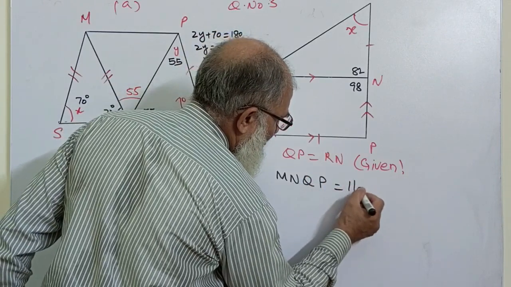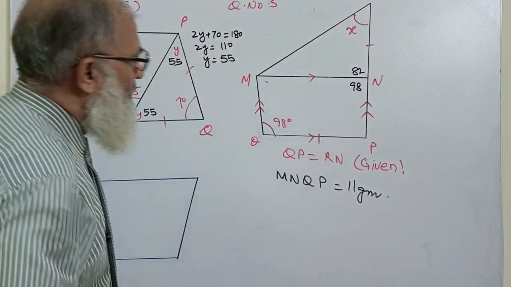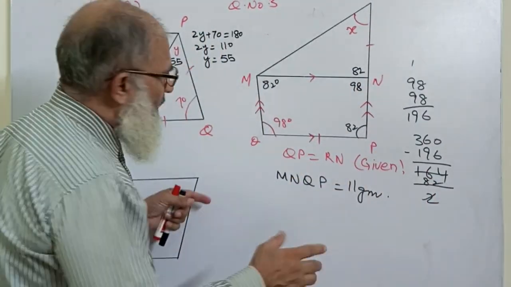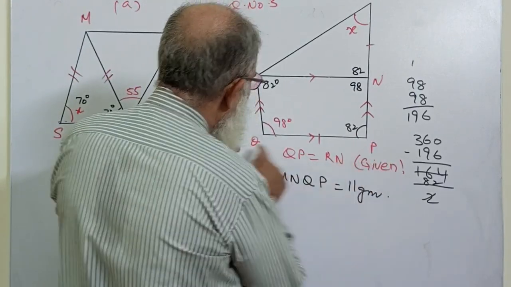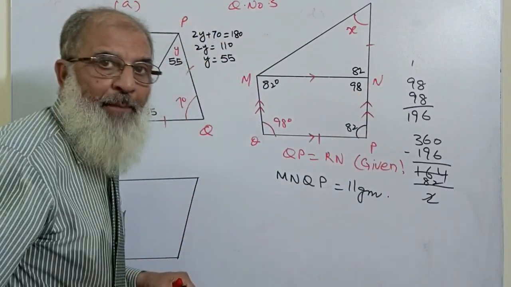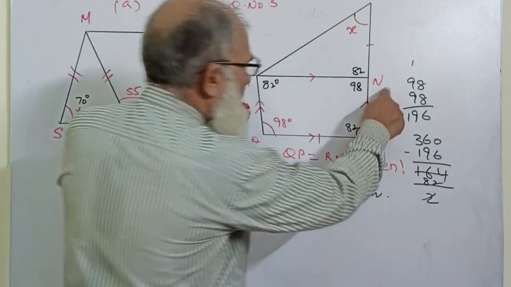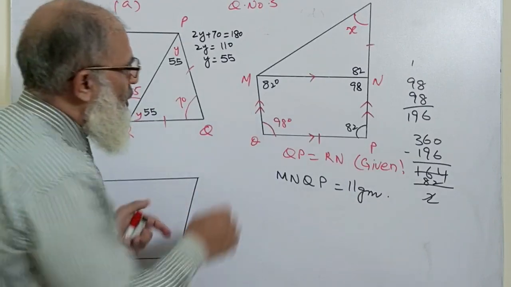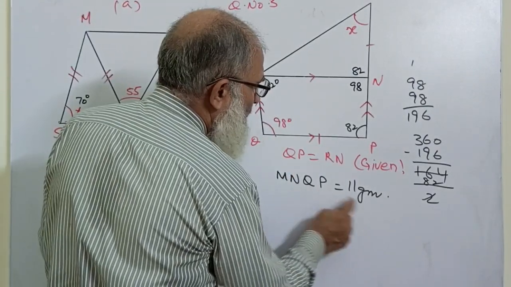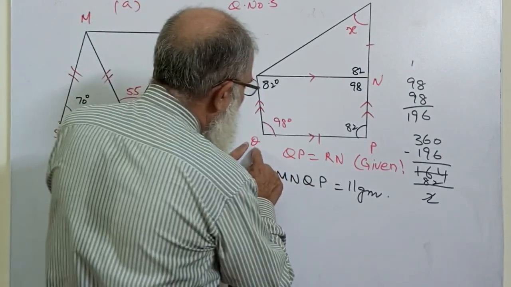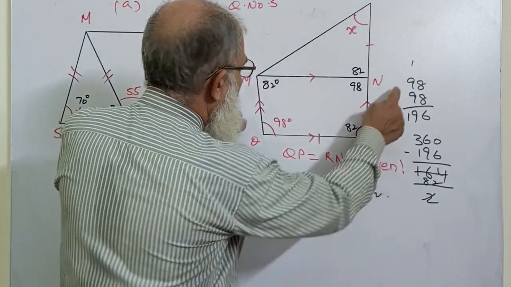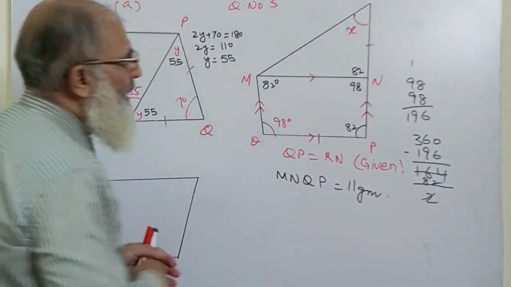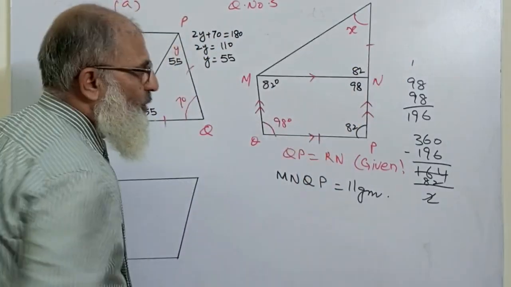MNQP is a parallelogram. When there is a parallelogram, it means that QP is equal to MN. The length of QP is equal to MN. Since it is not given, but we have applied the logic that MNQP is a parallelogram, it means that the length of QP is equal to the length of MN, because it is a parallelogram.